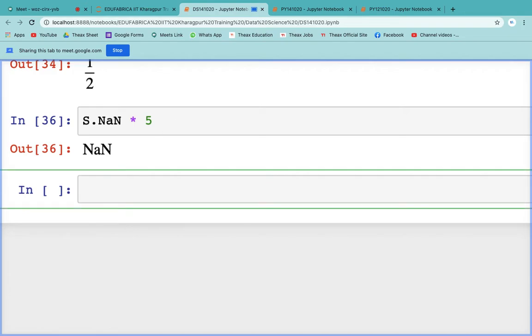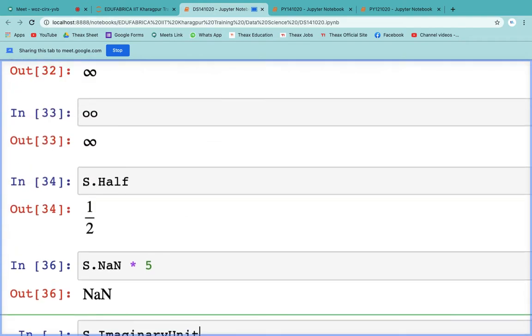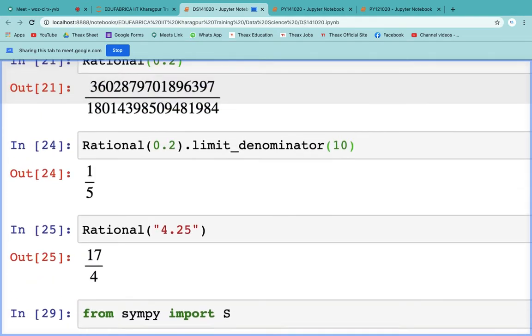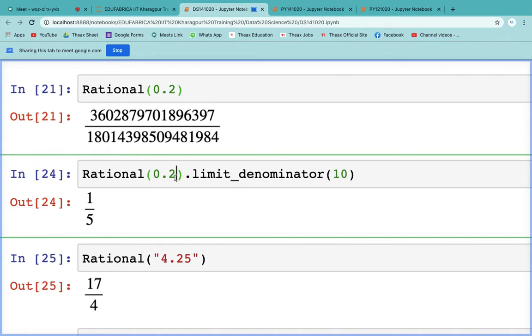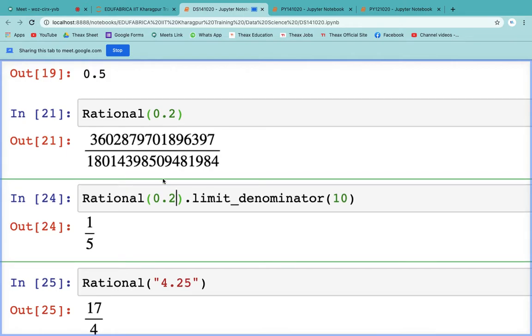Excuse me, sir, I have a doubt about the rational one. Only in some cases we need to add the limit denominator, and in some we do not. Why is that so? In some cases you have to. For rational 0.2, we needed to add the limit denominator for it to look normal. But in cases like 4.25 or 0.5, we did not. Why so? Sometimes you get a binary representation. Whenever you get a binary representation, in those cases you have to write the limit denominator if you want. Like 0.2, which is 1 by 5.